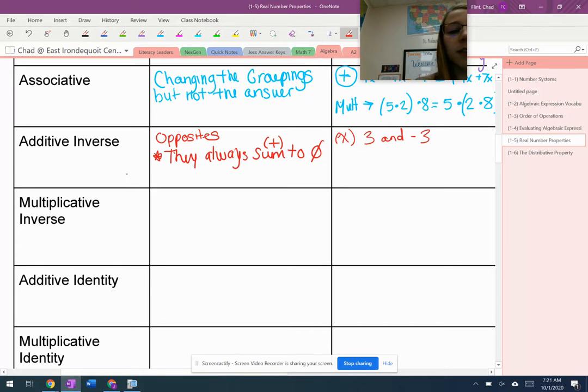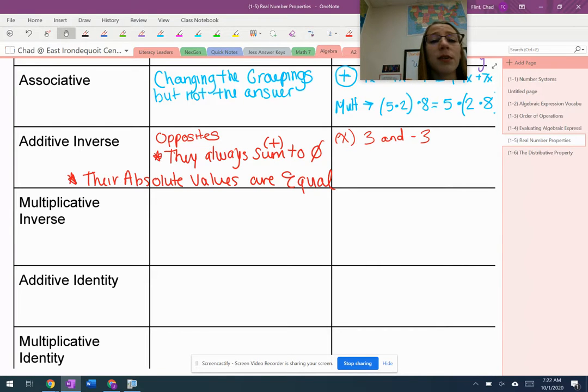And another fun little fact about these is that their absolute values are equal. If I take the absolute value of 3, that's 3. If I take the absolute value of -3, that's also 3, because -3 is still 3 spaces from 0. So their absolute values are equal. A number and its additive inverse have the same absolute values, and they'll always sum up to 0.